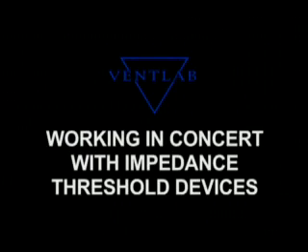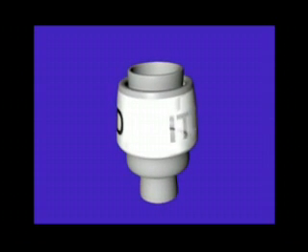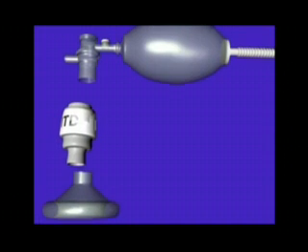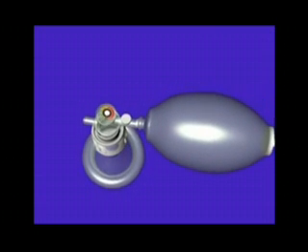Working in concert with impedance threshold devices. Impedance threshold devices, or ITDs, are effective in creating and maintaining a negative pressure gradient to allow for maximum cardiac preload during CPR. It is important to understand the synergies between monitoring peak airway pressures during the ventilation phase of CPR with ITDs.